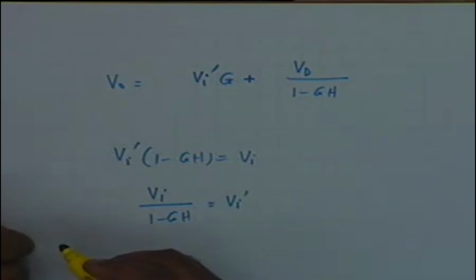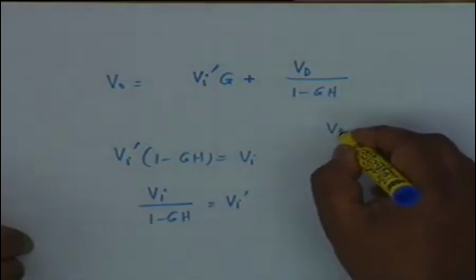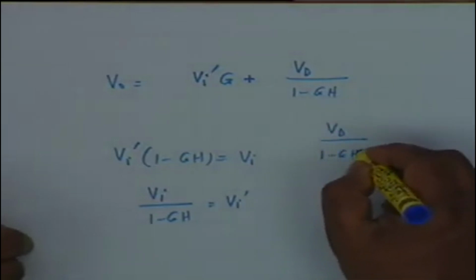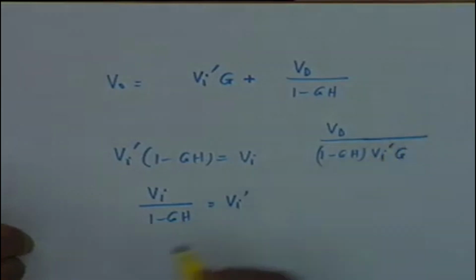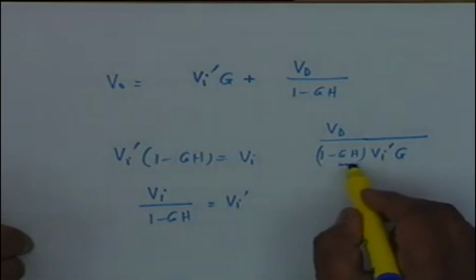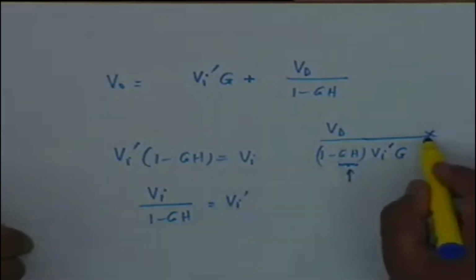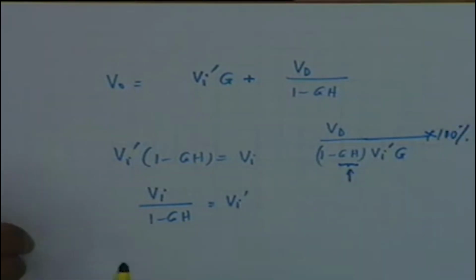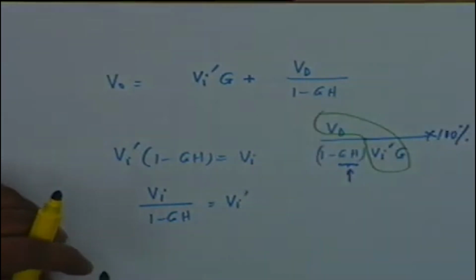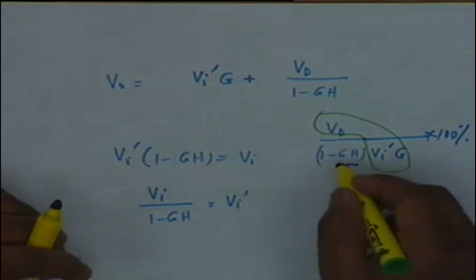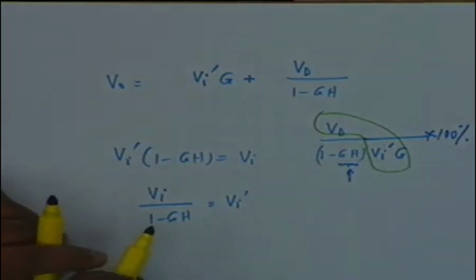Agree? What is the percentage distortion now? Obviously it is Vd by 1 minus Gh multiplied by Vi prime G. And you see, if Gh is negative, then the percentage distortion is reduced. Originally the percentage distortion was this much, Vd by Vi prime G multiplied by 100. Now it is reduced by the factor 1 minus Gh.